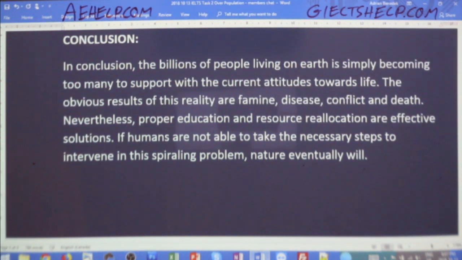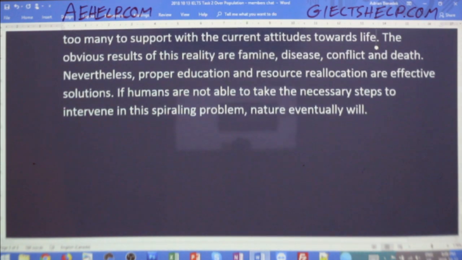The obvious result of this reality are famine, disease, conflict, and death. Nevertheless, proper education and resource reallocation are effective solutions. If humans are not able to take the necessary steps to intervene in this spiraling problem, nature eventually will. Okay?